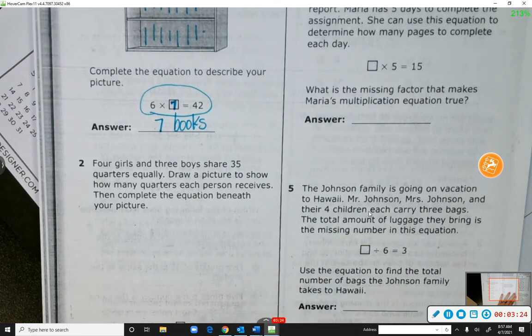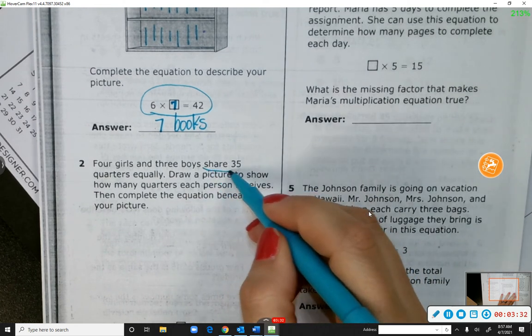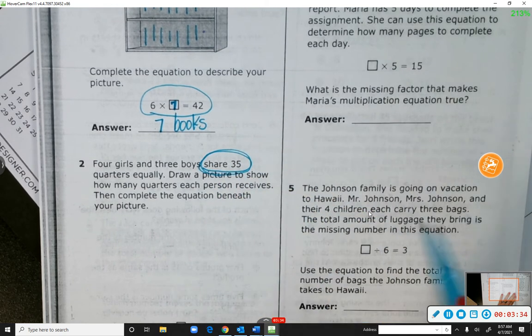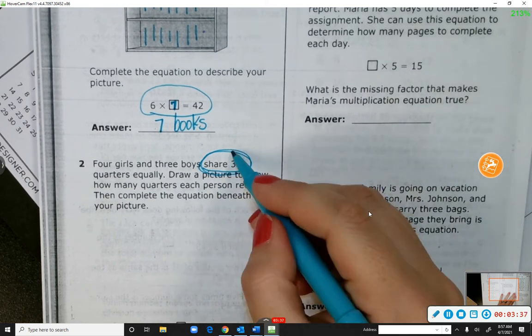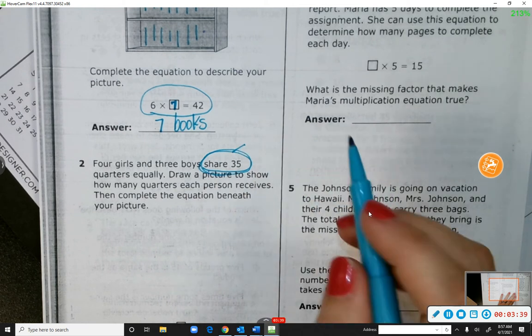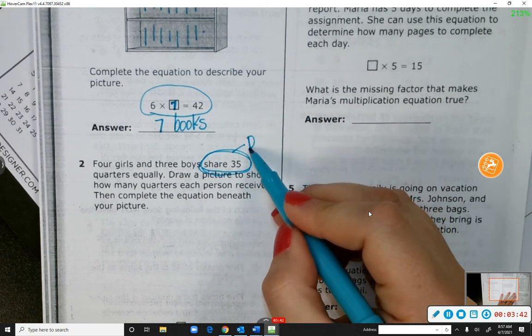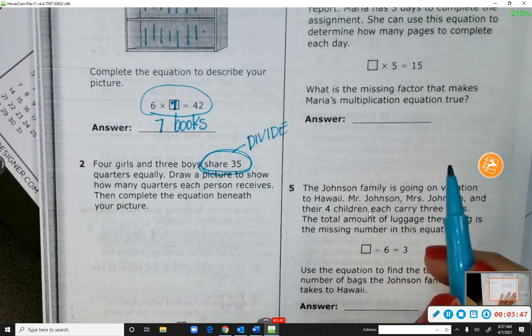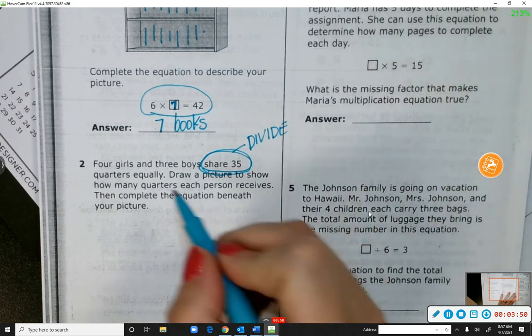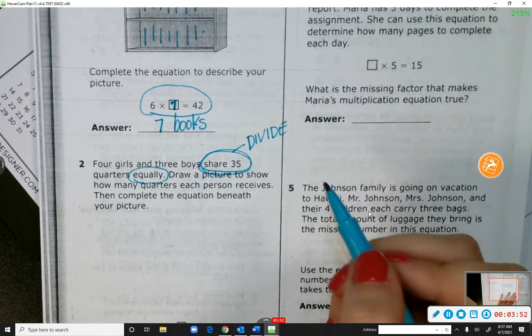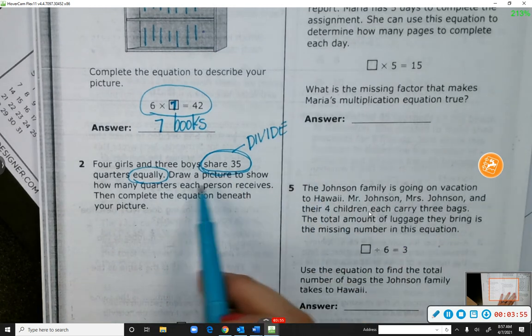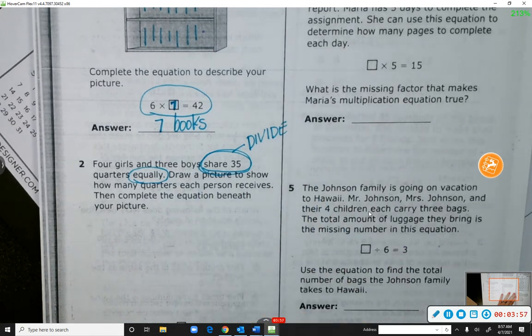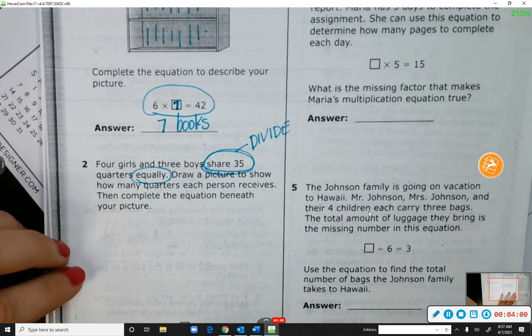Number 2, 4 girls and 3 boys share 35 quarters equally. Share is a key word. What does it mean when we're sharing usually? Subtract. Whoop. Divide. Subtract, I would accept too, but you would subtract equally because you're sharing equally. Repeated subtraction. Okay? Draw a picture to show how many quarters each person receives, then complete the equation beneath.